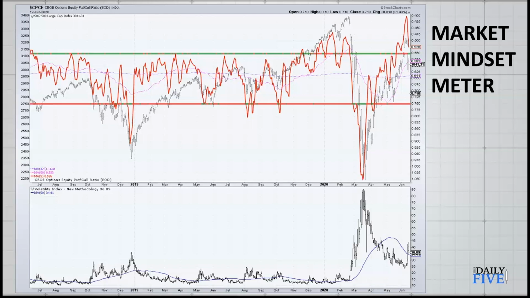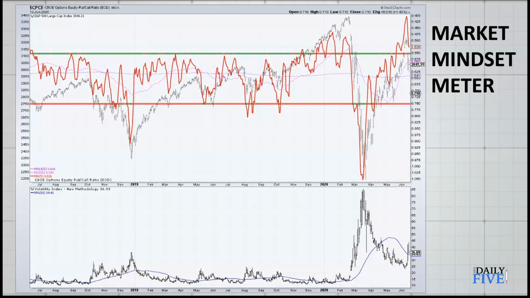What we associate that with is complacency in the market. Traders are just continuing to buy calls, betting that the market is going to go up and up and up. And typically, anything sort of below that 0.55 level is where we start to see complacency really set in and reversals become likely. So anything below 0.55 on the CPCE, my radar ticks up, my antenna goes up, and I start to watch pretty closely.